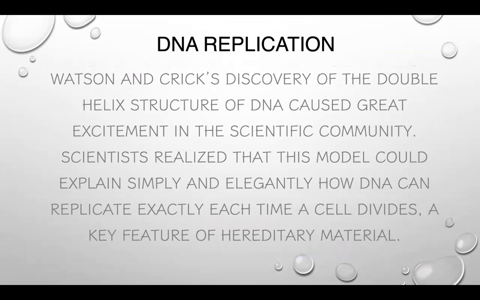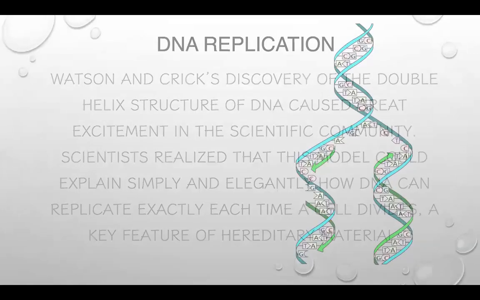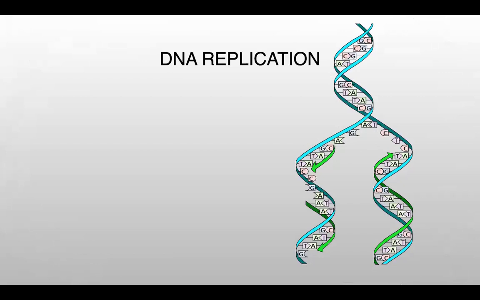So using the model of the double helix, you can explain very easily how DNA can replicate exactly each time a cell divides, which is a key feature of hereditary material. You can't pass on your genetic information if you can't copy DNA. And it's really, really simple, okay?